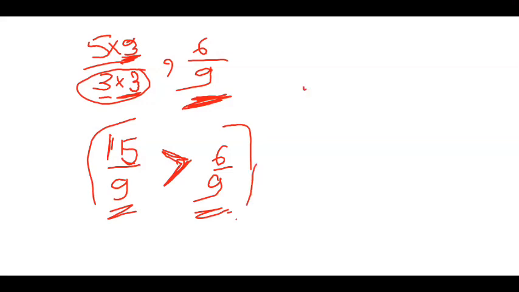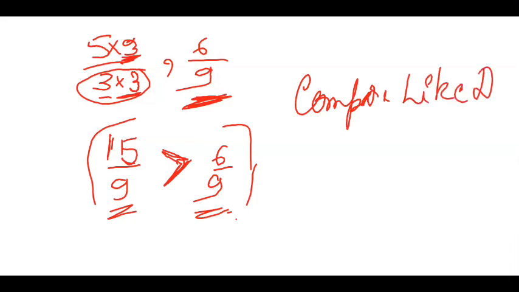To compare the fractions, you have to have like denominators. This is very important. While comparing the fractions, you must have the like denominators. So this is the conversion from the unlike denominators to the like denominators. I'll give you more examples, and you're going to solve this by yourself.